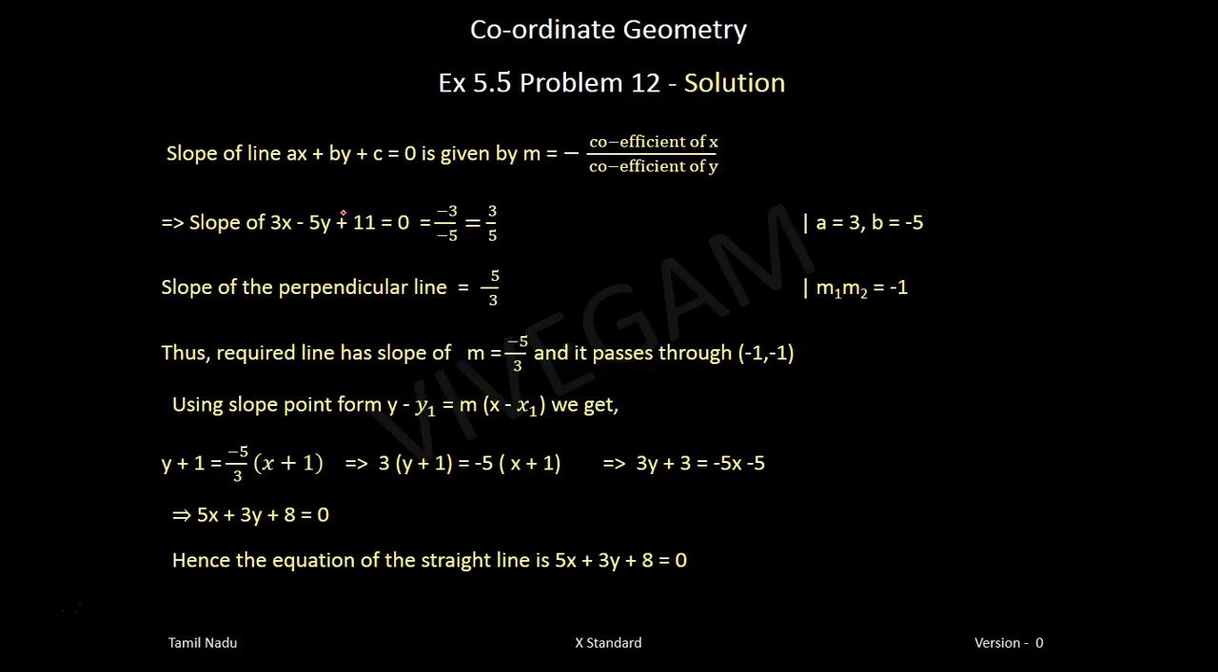Okay, slope of a line for the equation ax plus by plus c equal to 0 is given by slope m equal to minus coefficient of x divided by coefficient of y. So slope of the line 3x minus 5y plus 11 equal to 0 is given by minus coefficient of x, which is 3. So minus 3 divided by coefficient of y, which is minus 5, that is 3 by 5. Okay, just listed out here. Here a equal to 3 and b equal to minus 5. So the slope is minus a by b. That is what it says. Minus 3 divided by minus of minus 5.